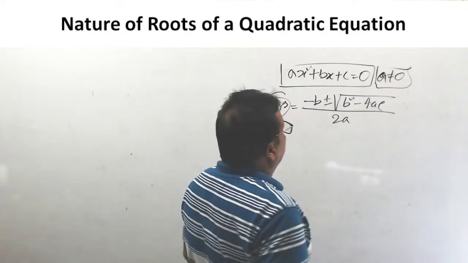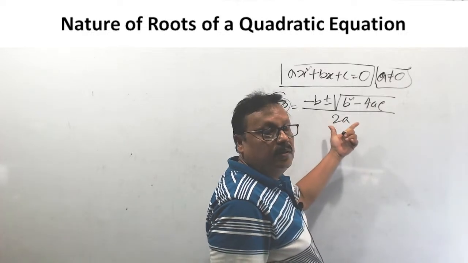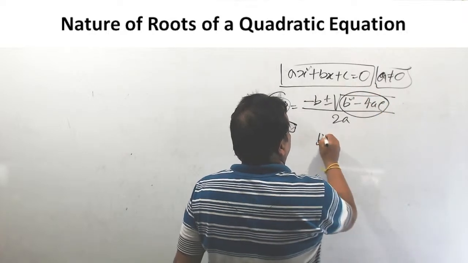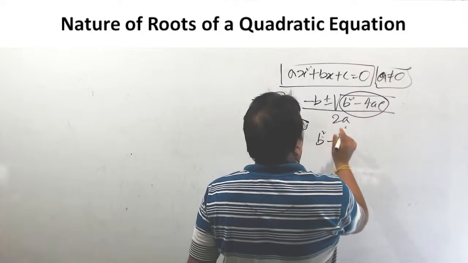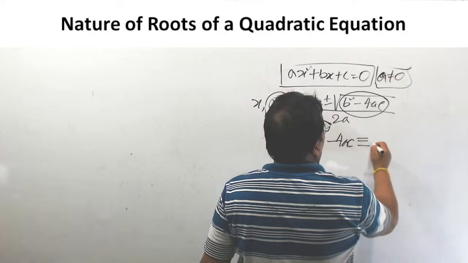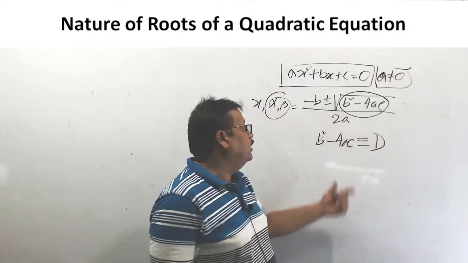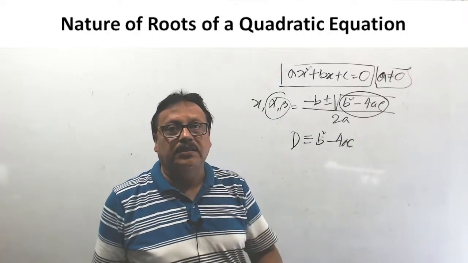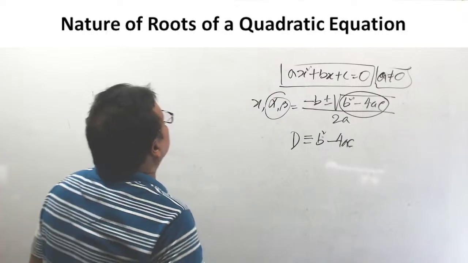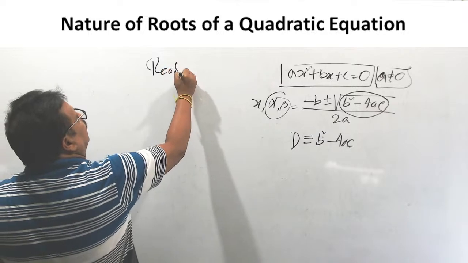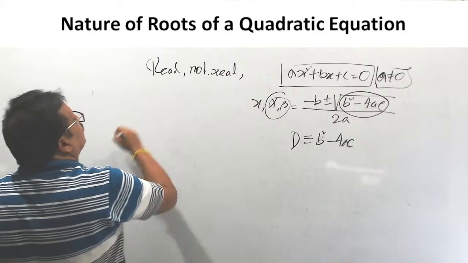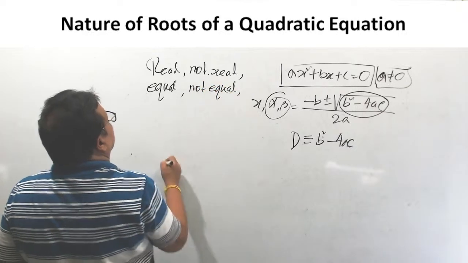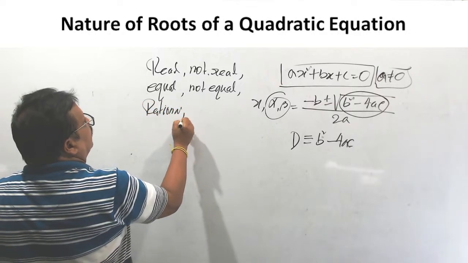Roots. Okay. Now see, the nature of roots depends on these factors: b square minus 4ac, b square minus 4ac. This is called actually what? Discriminant, and denoted by capital D. That is, D is equal to this. This is called discriminant. Okay. So nature of roots. Nature of roots means what? That is, roots will be real or not real. Real or not real. Equal or not equal. Rational or irrational.